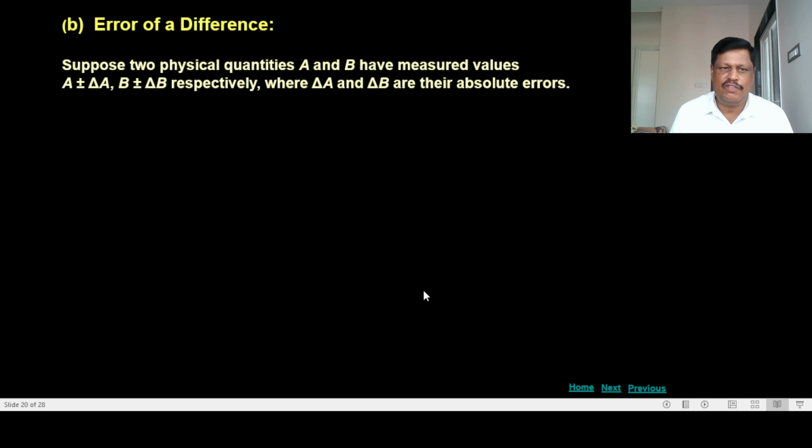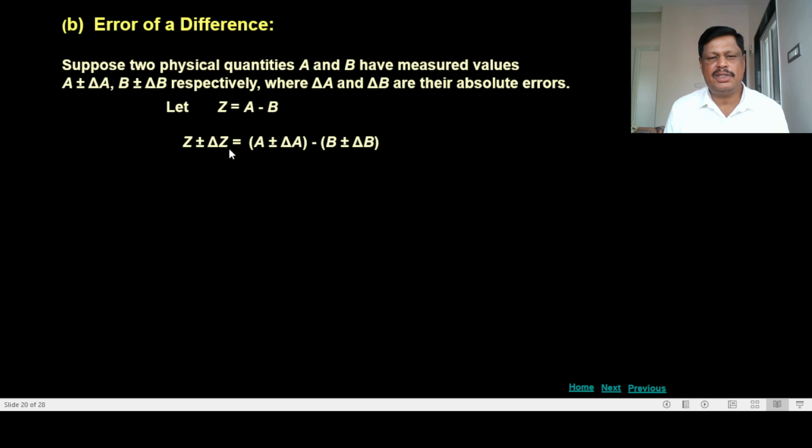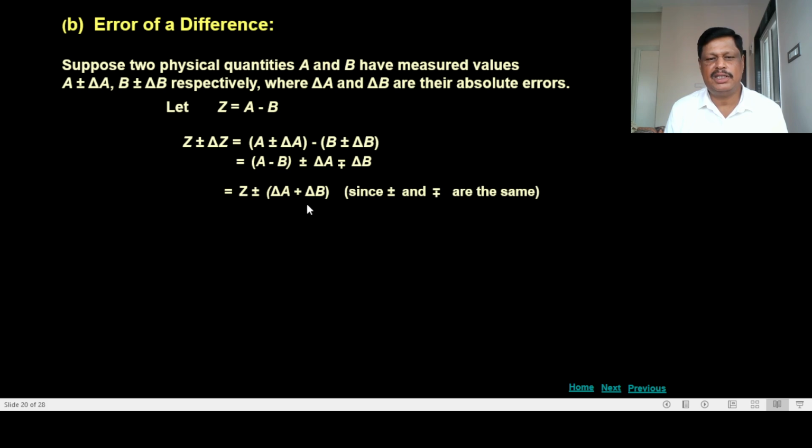Second one, errors of a difference. Suppose two physical quantities A and B have measured values A plus or minus delta A, B plus or minus delta B respectively, where delta A and delta B are their absolute errors. You already know that. Let Z is equal to A minus B, because the error in a difference we have to find out. So Z plus or minus delta Z is equal to A plus or minus delta A minus B plus or minus delta B. Take common A minus B plus or minus delta A plus delta B. Similarly, A minus B is equal to Z. So Z plus or minus delta A plus delta B.